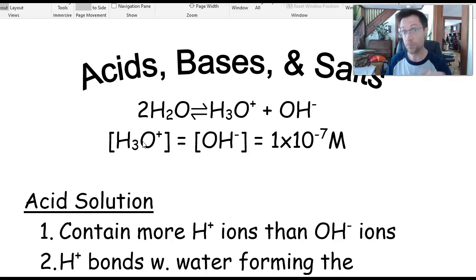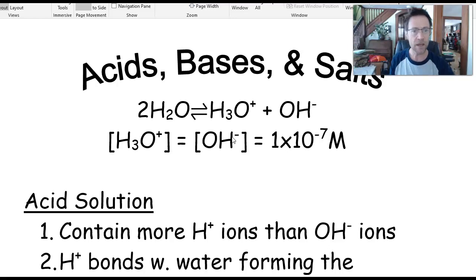And in pure water, why? Because in nature, their concentrations are 1 × 10⁻⁷ molar. In other words, in pure water, you will always have 1 × 10⁻⁷ moles of hydronium and 1 × 10⁻⁷ moles of hydroxide. And if you notice, like I said, they are at a 1-to-1 ratio. So one isn't taking over the other, and that is why water is neutral, because it can't go either way.